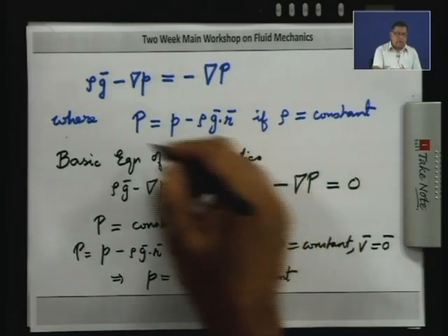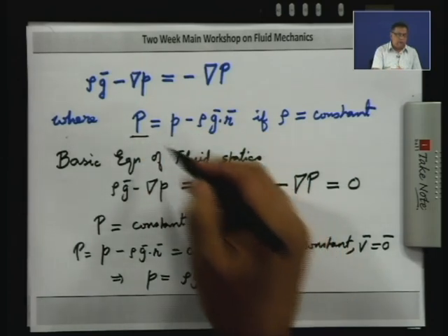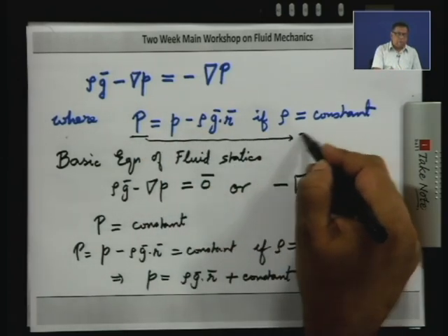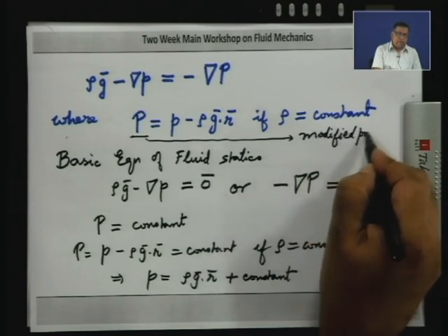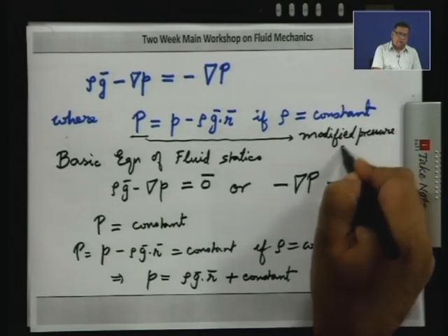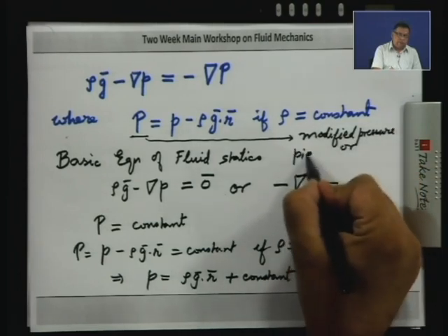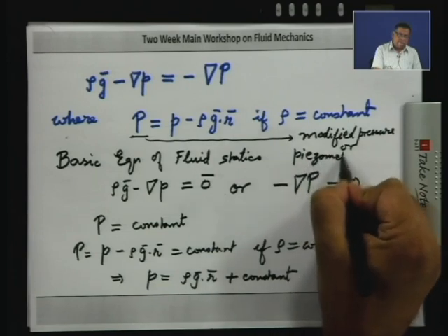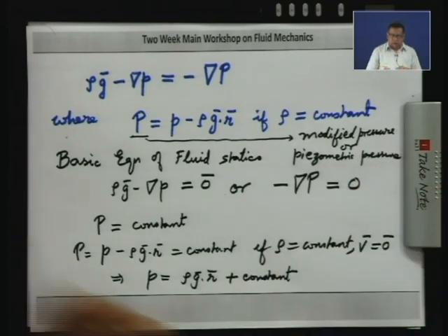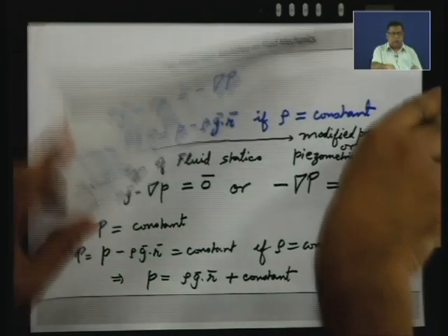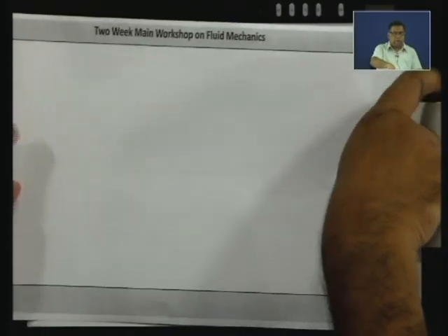So, this quantity capital P which you have over here is what many authors call modified pressure, or some people call it piezometric pressure. So, if you have a constant density fluid which is at rest, then this piezometric pressure will be a constant at all points. Now, why are we doing all this when we are talking about viscous flows?